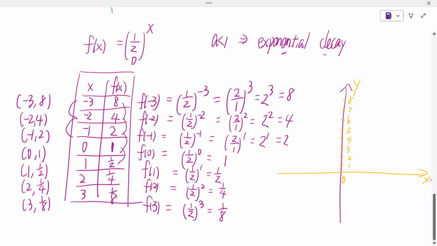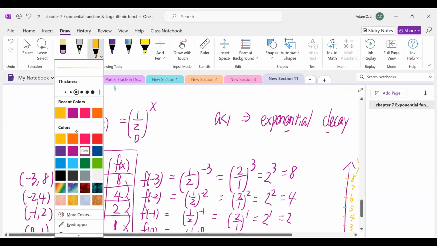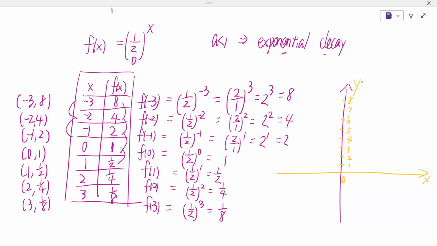And on the horizontal axis, we do similar things. So pick some values. 1. Same thing here. 1, 2, 3. Now start plotting all those ordered pairs.